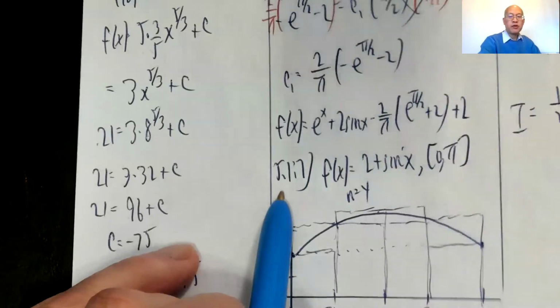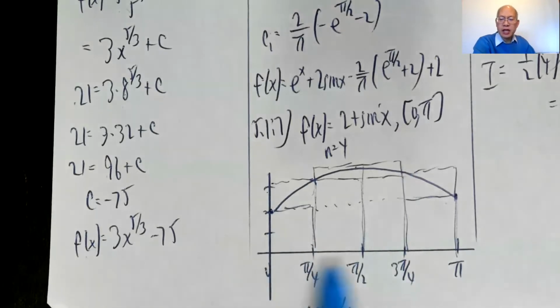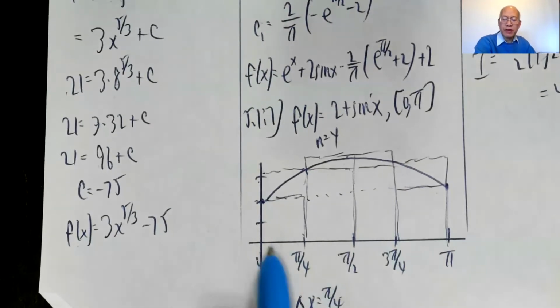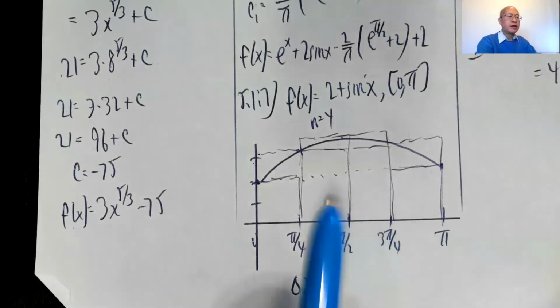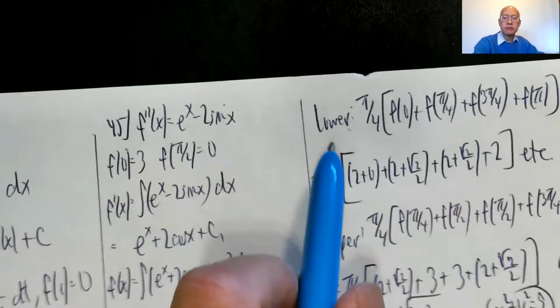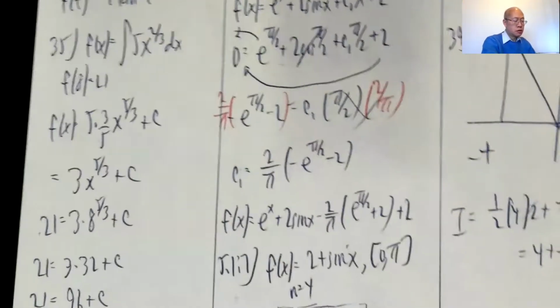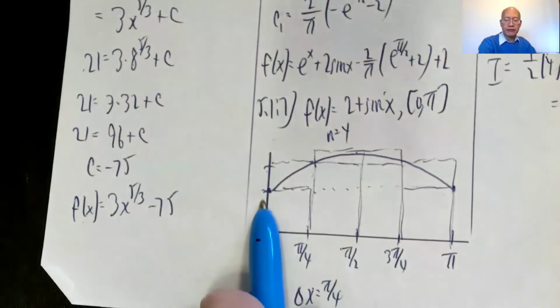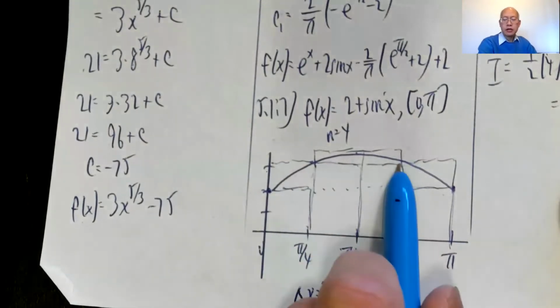And let's see, I already did this one. Okay, 5.1, number 7, f of x is 2 plus sine x between 0 and pi, n equals 4. So pi divided by 4 is delta x: pi over 4, pi over 2, 3 pi over 4, pi. If I want a lower sum, I take the lowest point on each rectangle. So for the first rectangle, I pick f of 0. For the second one, I pick f of pi over 4. For the third one, 3 pi over 4. And the fourth one, pi.